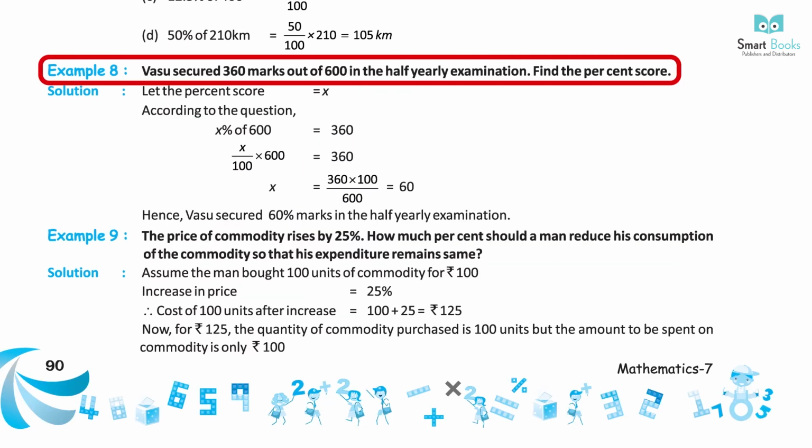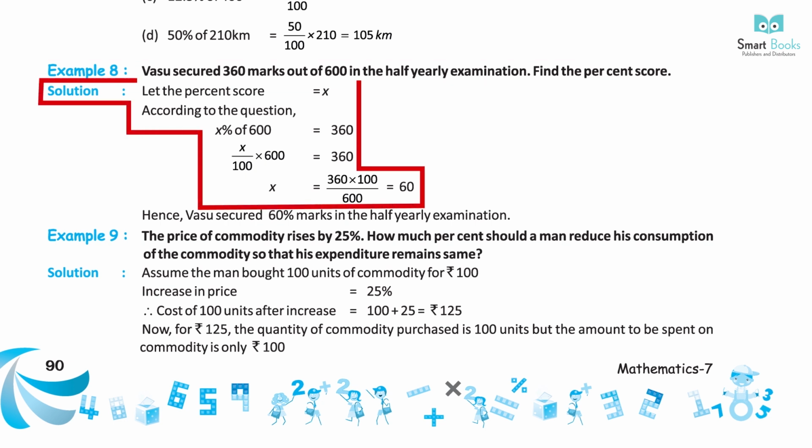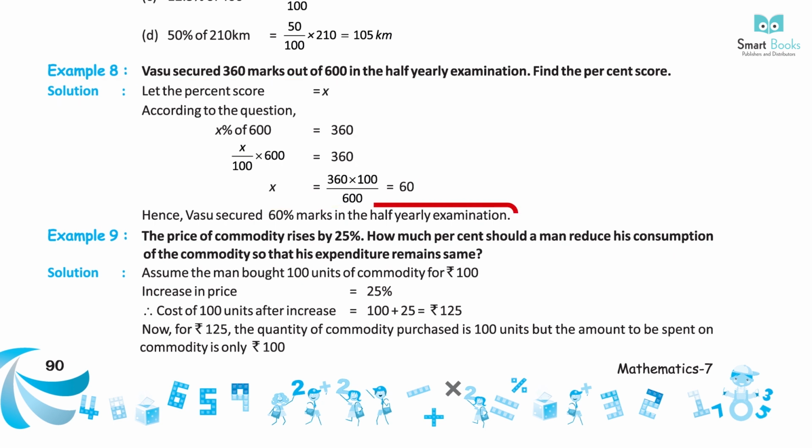Example 8. Vasu secured 360 marks out of 600 in the half-yearly examinations. Find the percent score. Solution. Let the percent score be x. According to the question, x percent of 600 is equal to 360. X upon 100 into 600 is equal to 360. X equals 360 into 100 upon 600 is equal to 60. Hence, Vasu secured 60% marks in the half-yearly examinations.